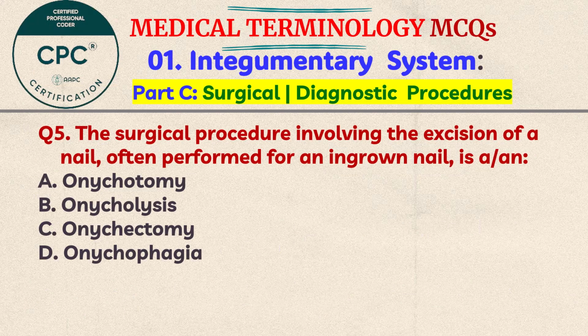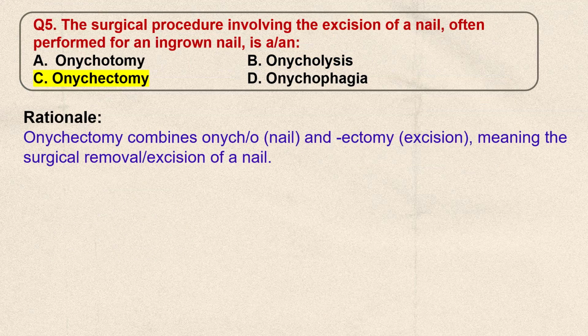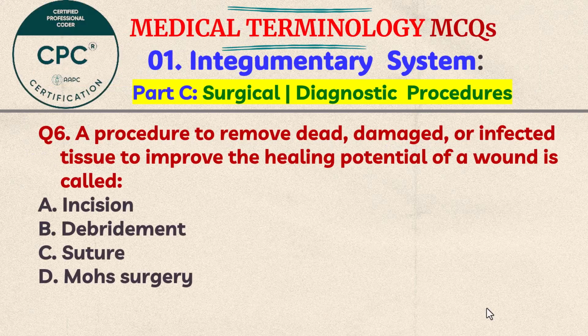Question number 5. The surgical procedure involving the excision of a nail, often performed for an ingrowing nail, is A. Onychotomy, B. Onycholysis, C. Onychectomy, D. Onychophagia. Think the answer. The correct answer is C. Onychectomy. Onychectomy combines the terms onycho, that means nail, ectomy is excision, so meaning the surgical removal or the excision of a nail.